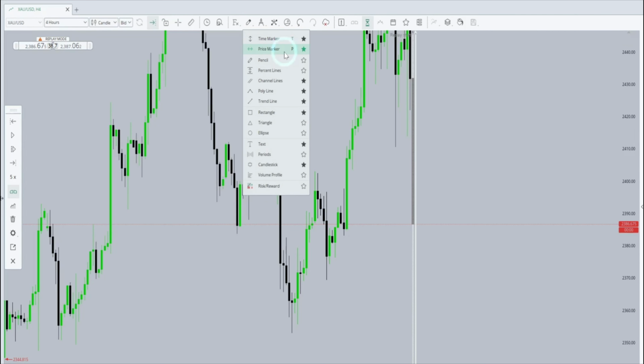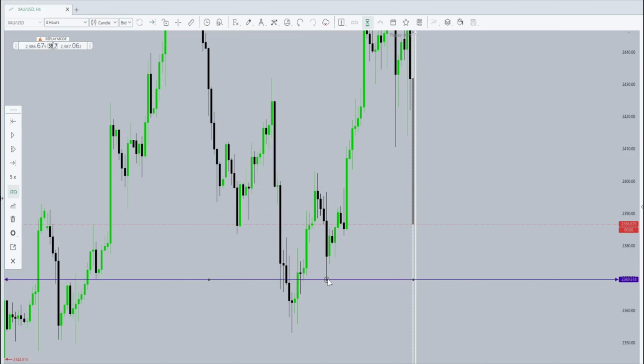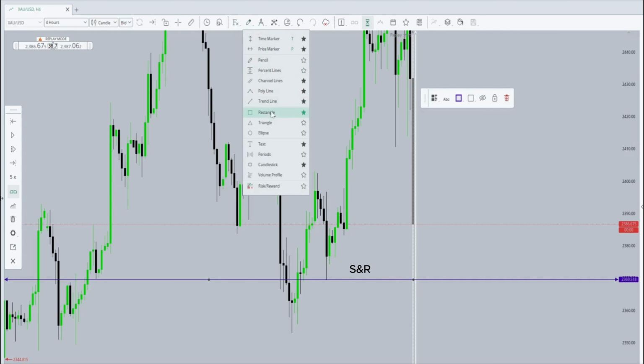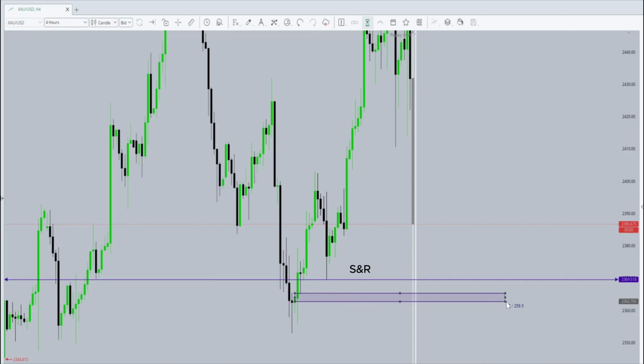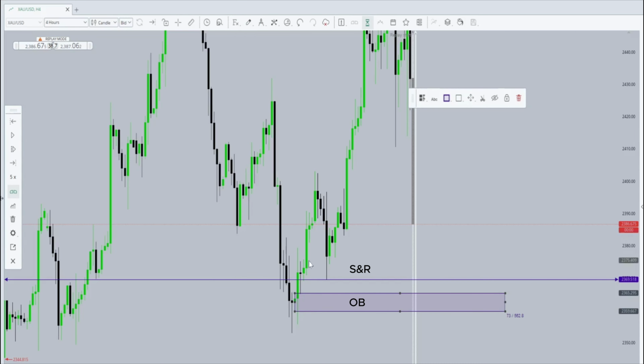Simple as that. Now if you're going to use these two, what do? Go to your tools panel, pick your horizontal tool, mark this, your first support. Go and pick your rectangular tool, come and mark your order block. Simple as that. Now on this trend, we couldn't find a fair value gap. There was a fair value gap around here, but it had already been taken, so we couldn't find any fair value gap here.